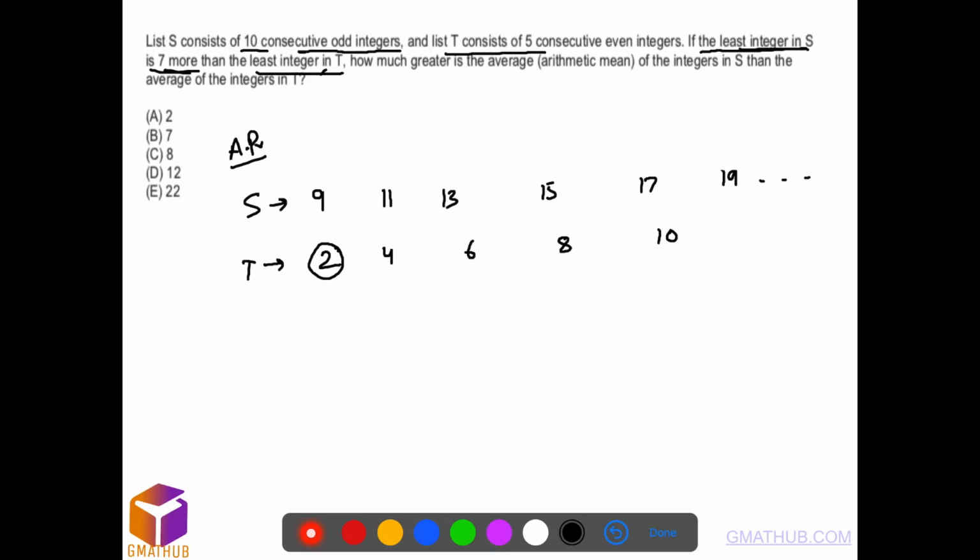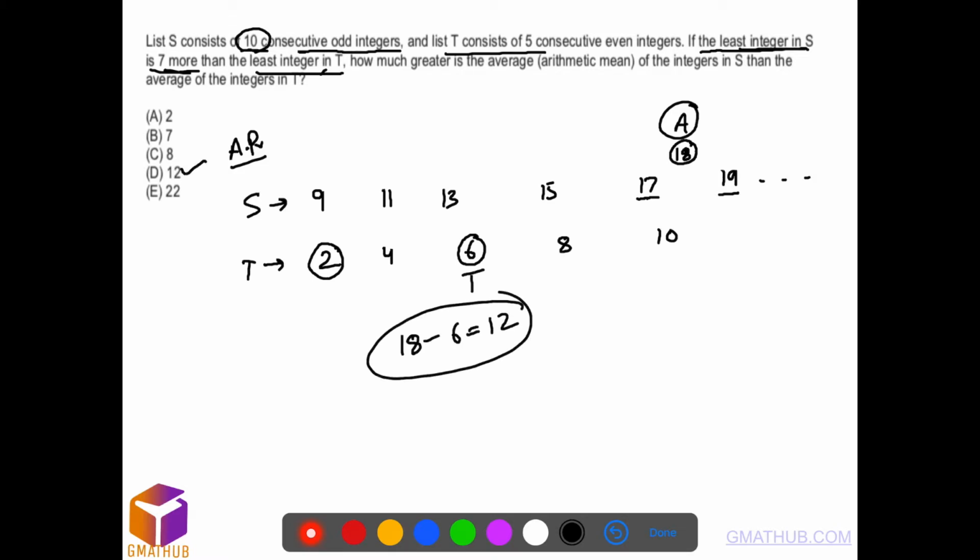Okay, and the number of terms in S is 10. So that means 5th term plus 6th term divided by 2, that means 18 would be average for S, and 6 is average for T. So the difference between them is 12. That's your answer.